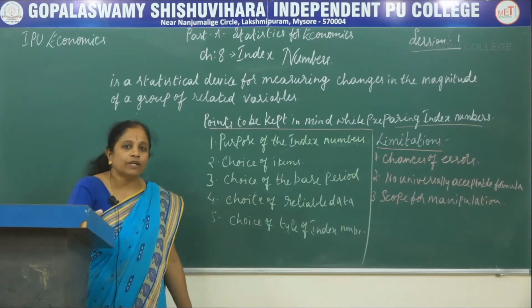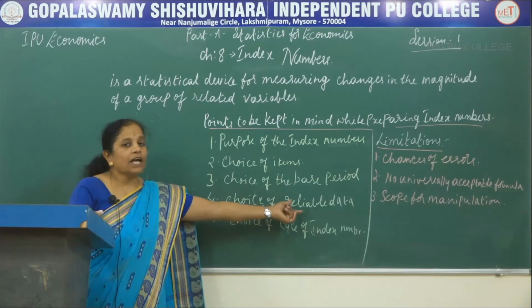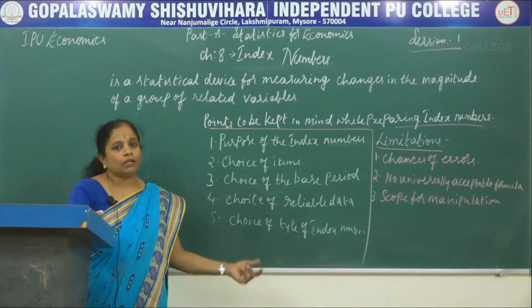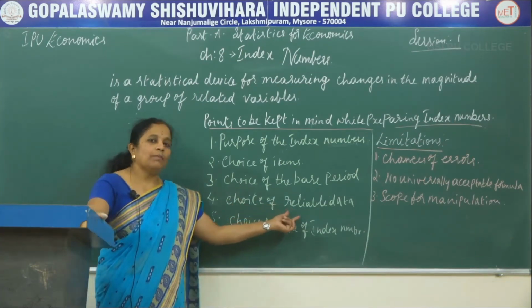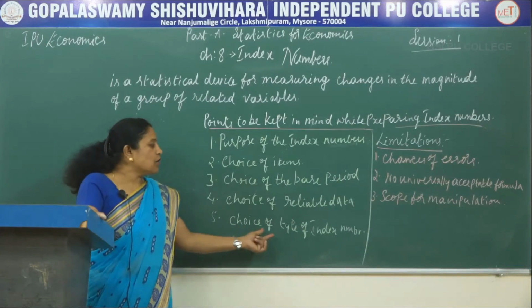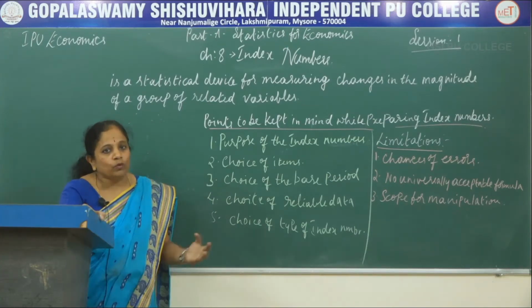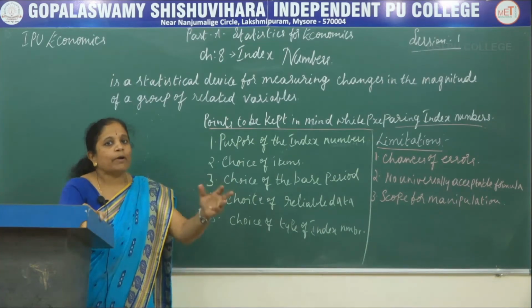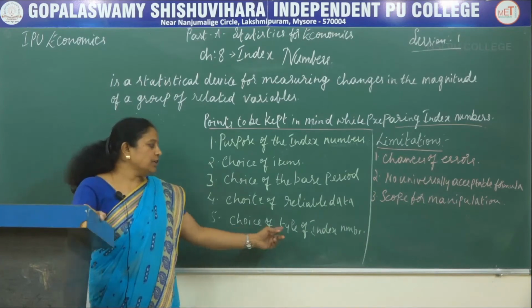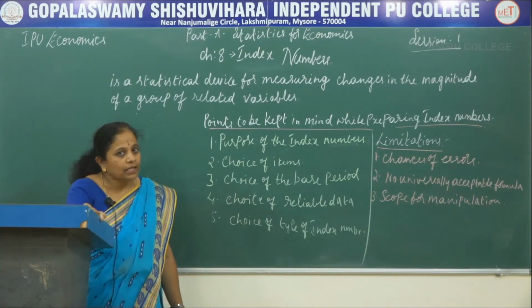Fourth one is choice of the reliable data. There are different types of data available. You all know there are the data like primary source of data and secondary sources of data. So which one is reliable, whether the primary source of data is reliable or the secondary source of data is reliable, that we should check first. So choice of the reliable data is again important, and then the choice of the type of the index number, because there are different types of index numbers. Which one suits this particular calculation or particular measurement of the change in this particular group of variables. The choice of the type of index number is again a very important point that should be kept in our mind while preparing the index number.